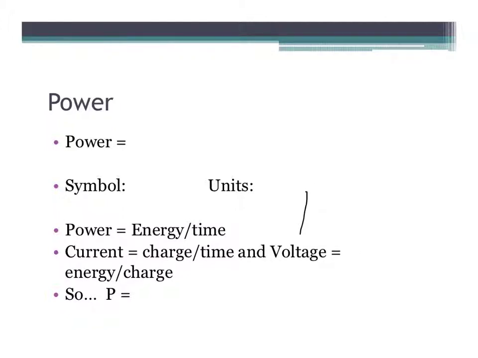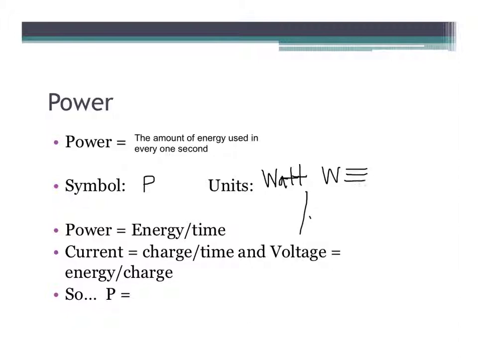So we've actually talked about power once earlier this year. Power is the rate of energy usage, the amount of energy used in 1 second. And we've also learned that the symbol for power is P, and the units of power are watts, which are abbreviated as capital W and are defined as a joule in every second. So power's energy divided by time. We also know that current is charge divided by time, and voltage is energy divided by charge.